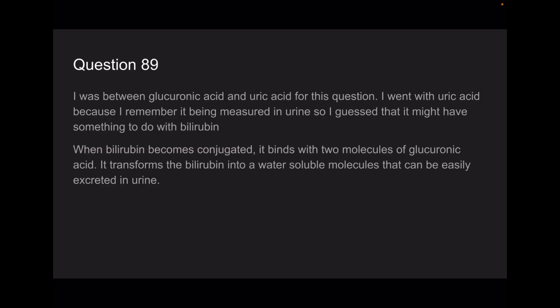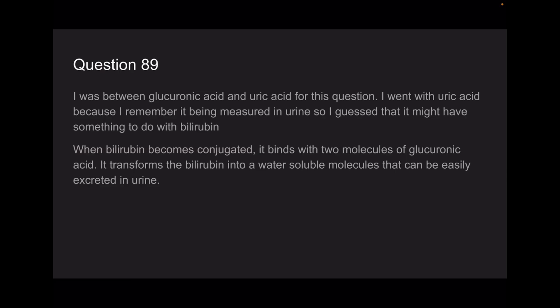Which of the following substances is conjugated with indirect bilirubin to form direct bilirubin? I was between glucuronic acid and uric acid for this question. I went with uric just because I remember it being measured in urine, so I guess it would have something to do with bilirubin. It was part of urine output, so I went with that. The correct answer is glucuronic acid.